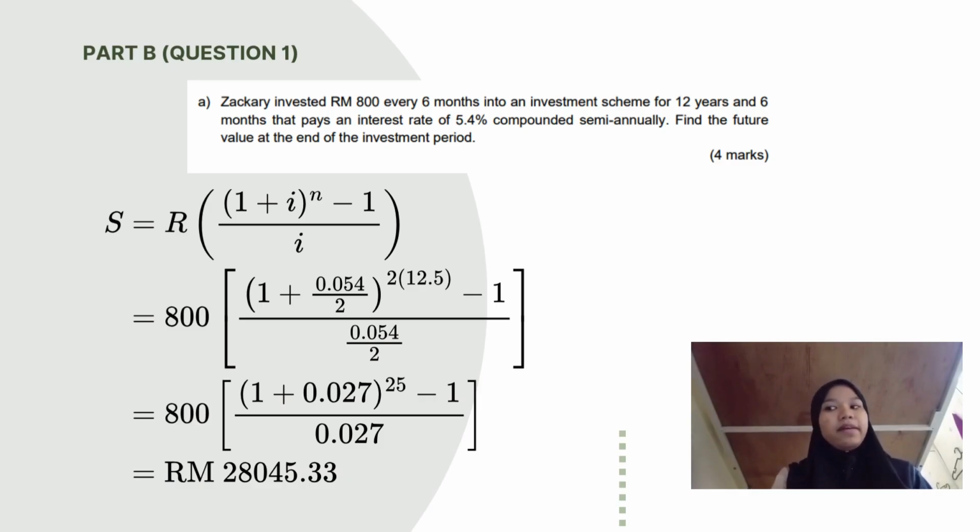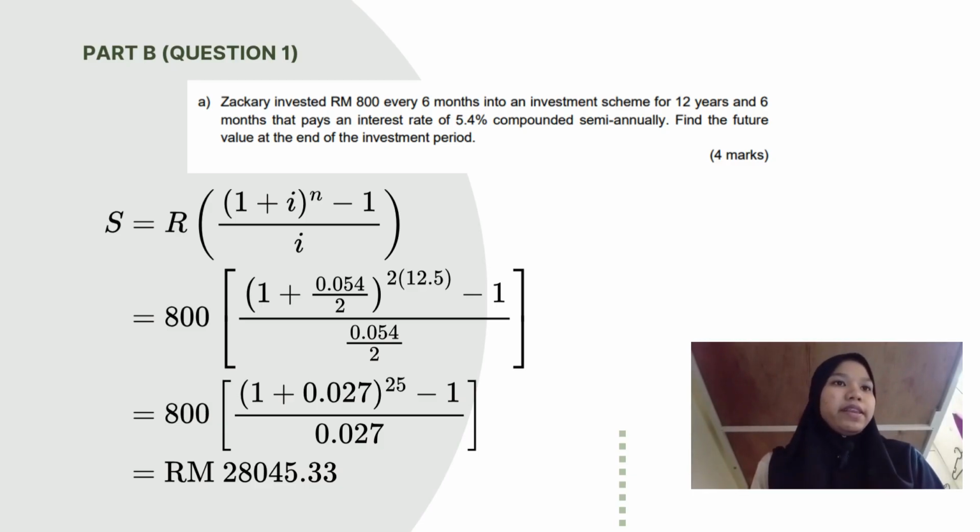5.4% is i, compounded semi-annually, which means m equal to 2. Find the future value at the end of the investment period. So it's looking for future value. So we use the future value formula, which is S equal to R bracket 1 plus i close the bracket, power of n, minus 1, divided by i.